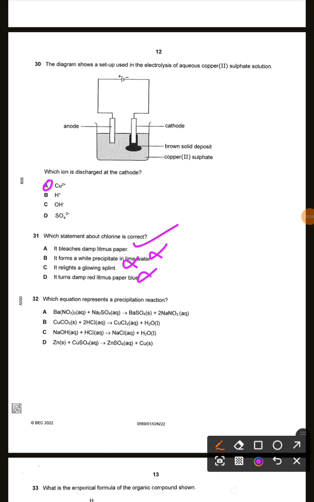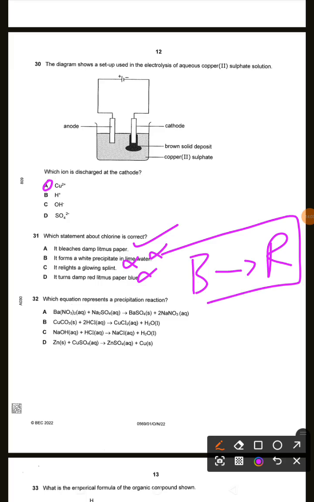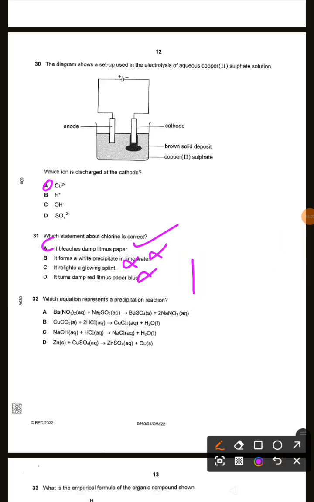Okay, because of those. Whenever you dissolve chlorine in water, it forms two acids: hypochlorous acid and hydrochloric acid. So those are acids, so they will turn a blue litmus paper red, the same way you would test for acids. So our answer there is going to be A. Now the hypochlorous acid is the one that is responsible for the bleaching.